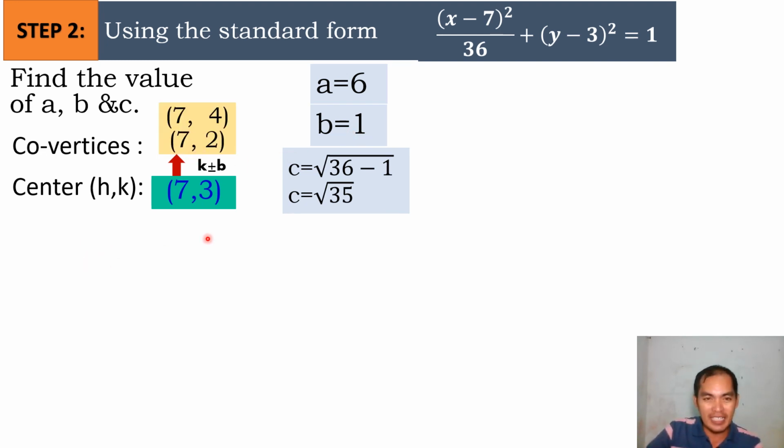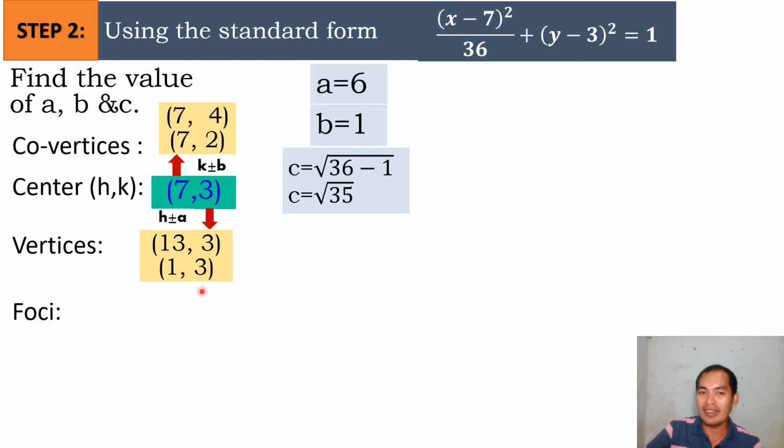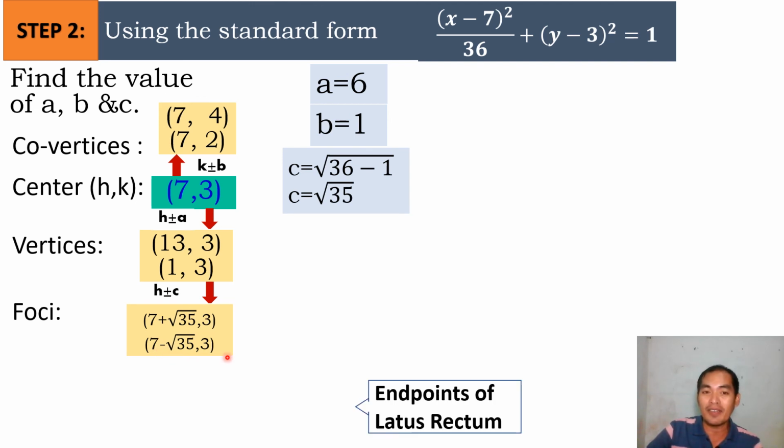For the vertices, it's opposite. Yung y naman ang kokopyahin. Yung x, we have h plus or minus a. Pag vertices, a. So, we have the values 13, 3, and 1, 3. For the foci, the same, yung y ang kukopyahin. And then, yung x, we have h plus or minus c. Okay, so we have the values now 7 plus the square root of 35, 3, and 7 minus the square root of 35, 3.